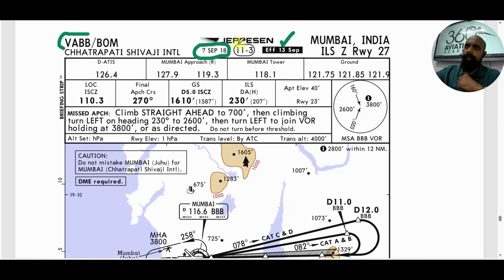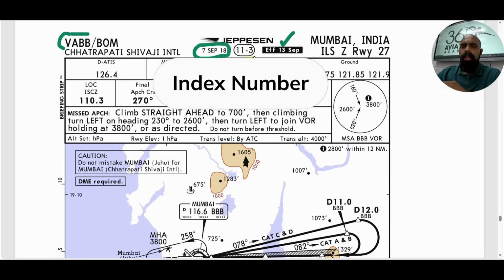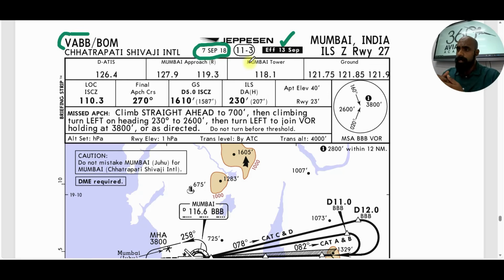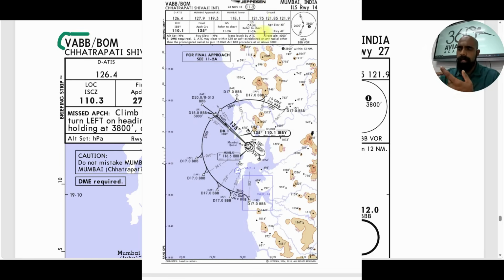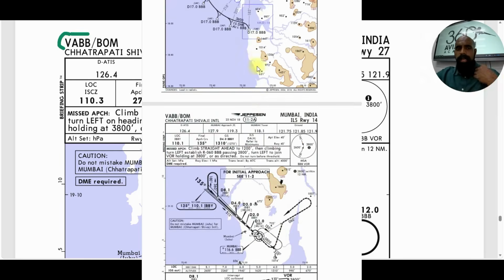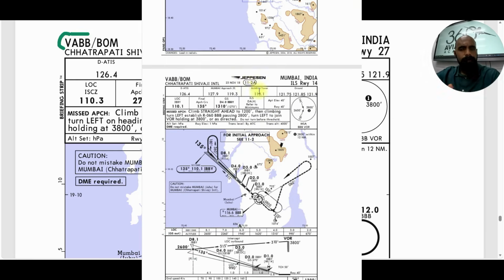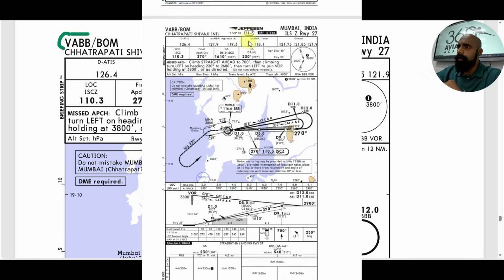And then, of course, you have this over here, which is called your index number, this 11-3. What that means basically is you could have multiple approaches into that airport. For example, you could have the runway 27 ILS, you could have the VOR approach, different types of approaches. So think of it like a content page, right? An index number. So you could have 11-3, 11-4, 11-5, and so on. All right, that's what this is called.